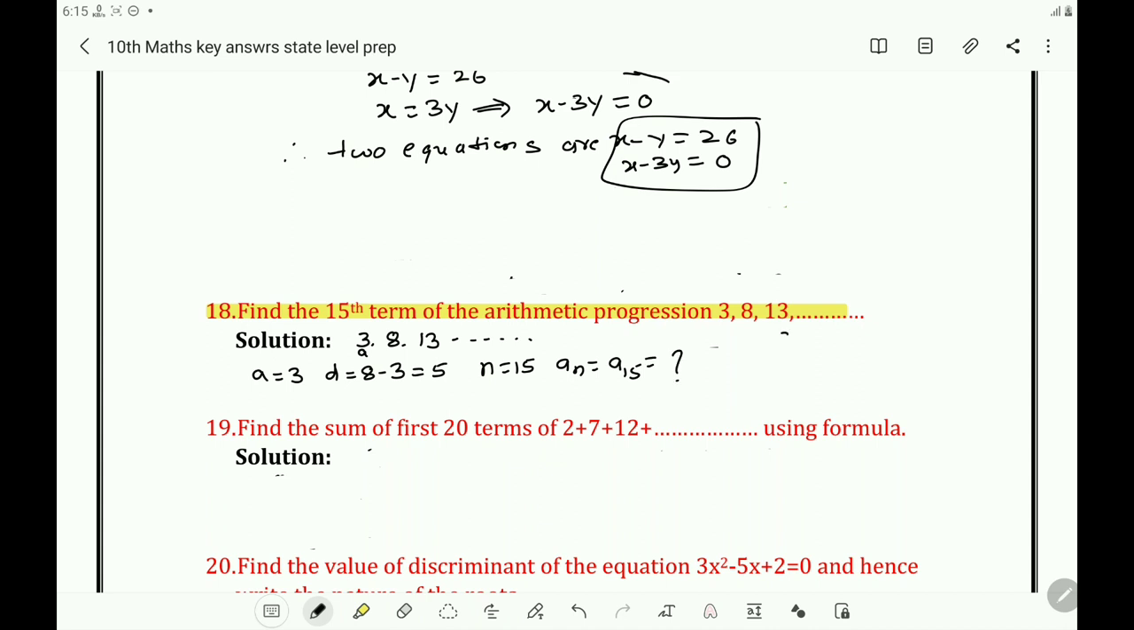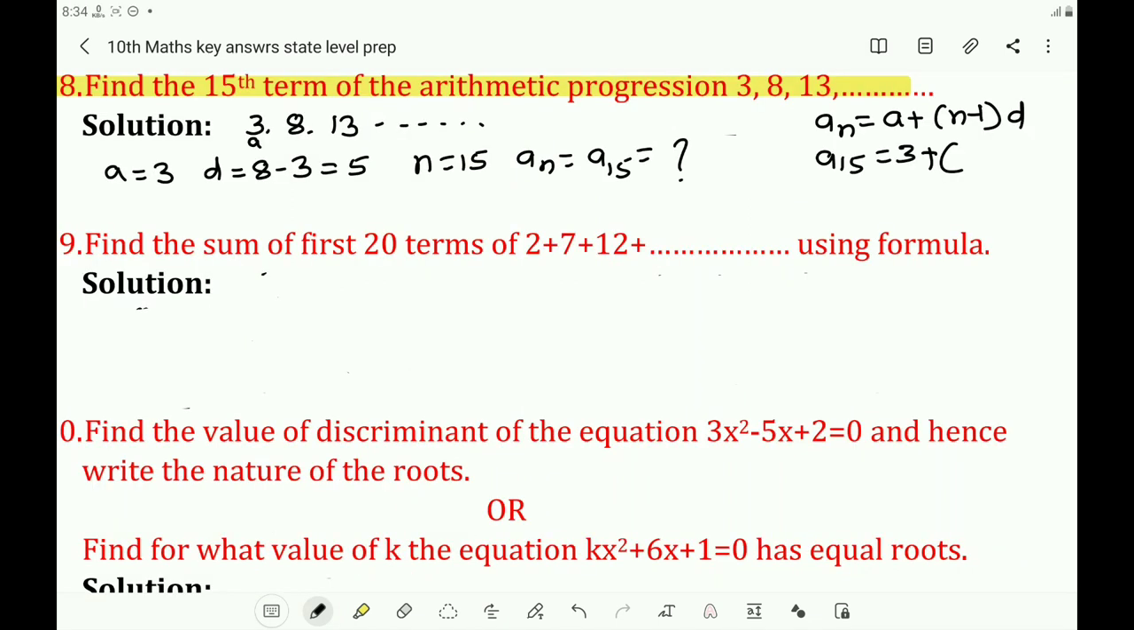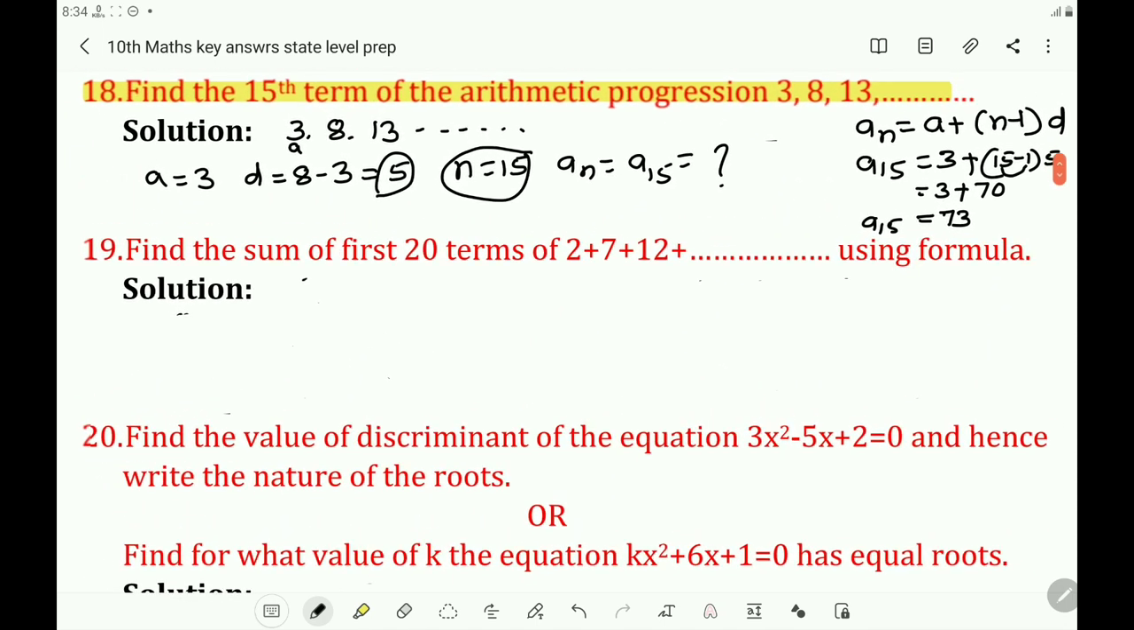Now you write the formula for an. an equals a plus n minus 1 into d. a15 is equal to a, a value is 3, 3 plus, in the place of n what we have to put? Put 15. n minus 1 means 15 minus 1, d, what is the value of d? d is 5. That equals 3 plus 15 minus 1 is 14, 14 into 5 is 70. Then you can write it is 73. a15 equals 73. Then you take the next one.